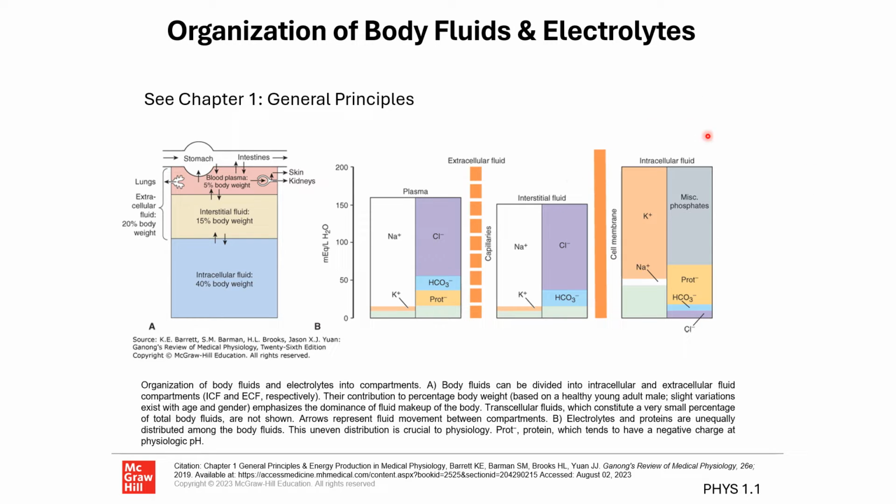Then as we look over here into the intracellular fluid compartment, we see a very different composition. We see that potassium makes up the majority of our intracellular fluid, and sodium makes up a very small percentage. And that can be separated by the cell membrane here, and that's the reason why the sodium and potassium are so different across those two compartments.